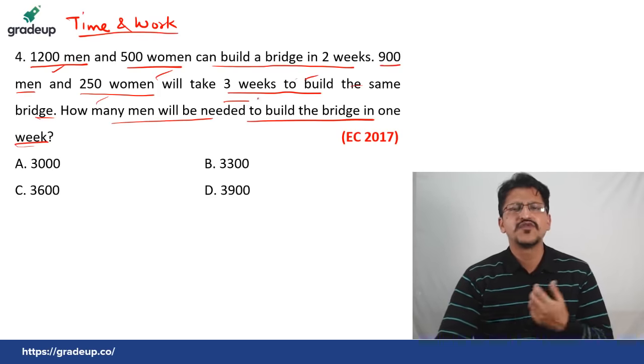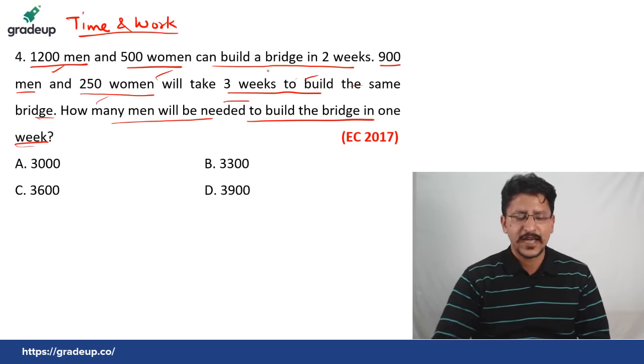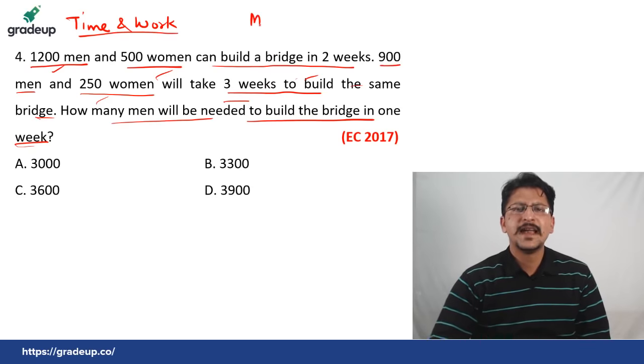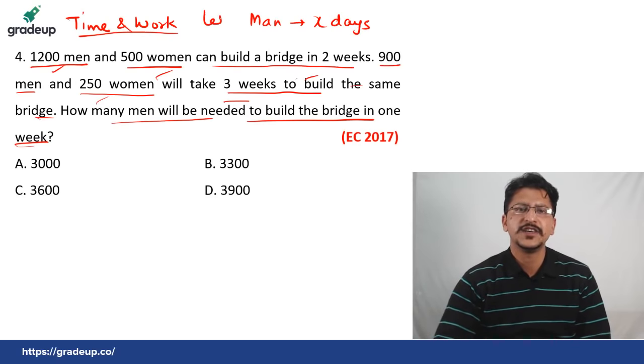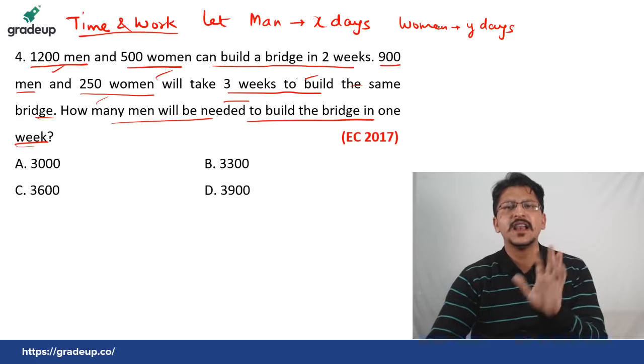This is a very simple problem. This kind of problem you have been doing very frequently at class 10th level. This is just class 10th level mathematics. Just say that a man can build this bridge in X days. Let this be the condition. The woman can build it in, suppose, Y days. We are talking about a single man and a single woman.